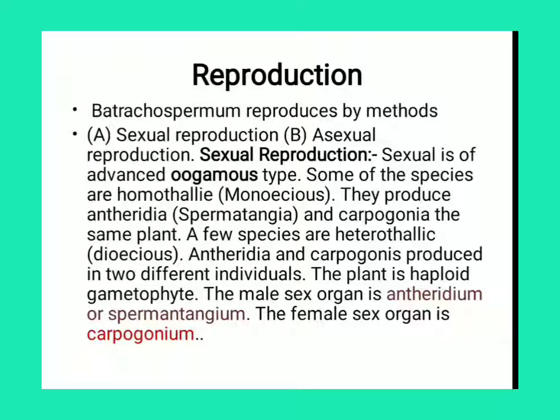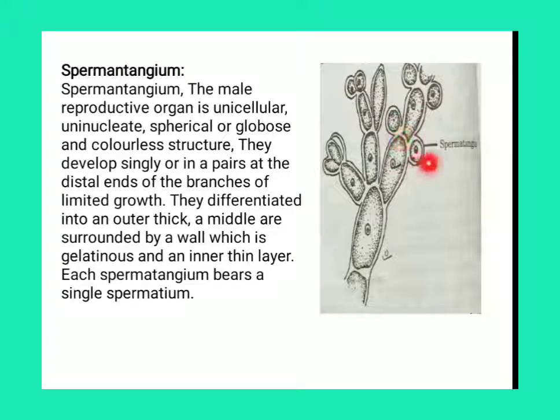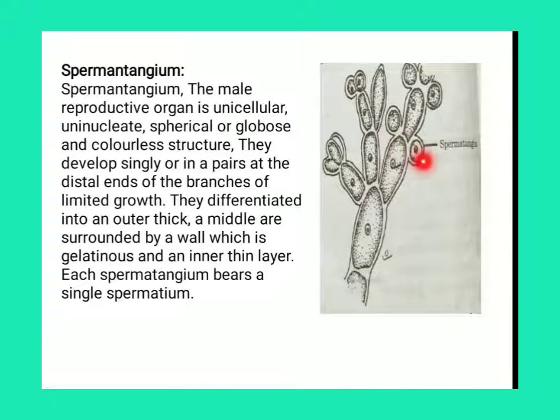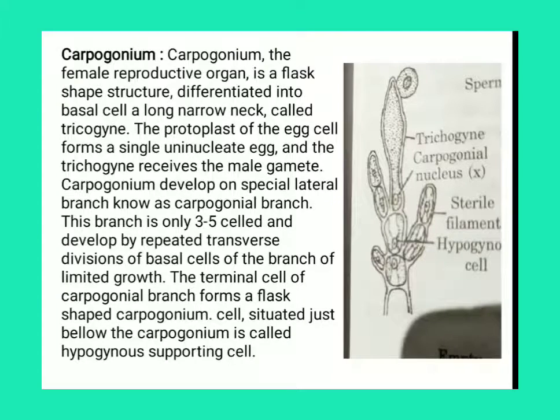and this type of sexual reproduction is known as oogamous reproduction. In Batrachospermum, you can see the spermatangia are the smallest in size compared to the carpogonia. The carpogonium structure is non-motile and the spermatangia structure is motile. So this type of reproduction is known as the oogamous type of sexual reproduction. In our previous lecture we discussed what spermatangium and carpogonium are. Spermatangium is the male reproductive organ and carpogonium is the female reproductive organ.